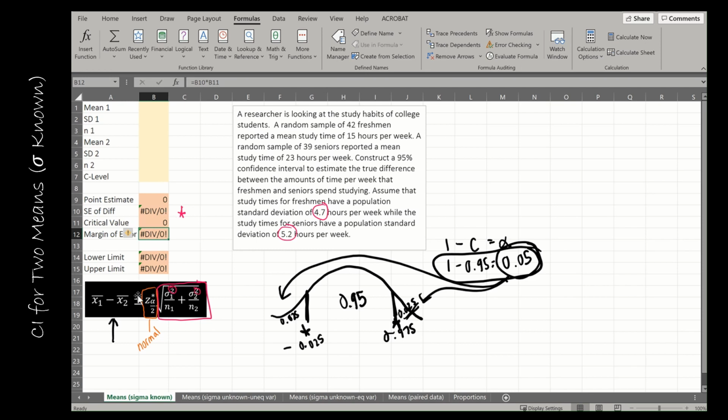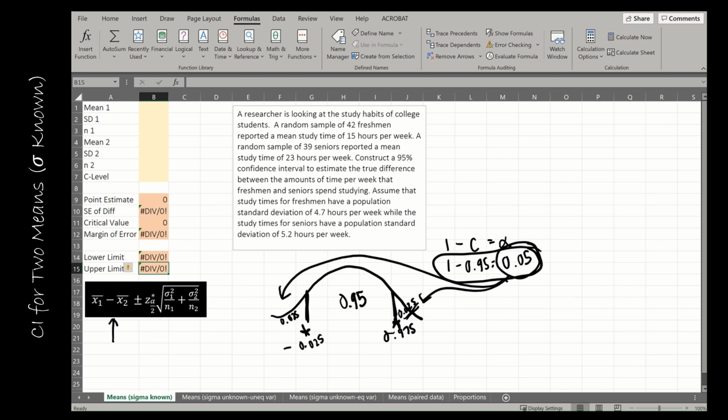And then this plus minus now comes into play because the lower limit is the point estimate minus the margin of error, and the upper limit is the point estimate plus the margin of error. So now let's take a look at which values go where in my inputs.